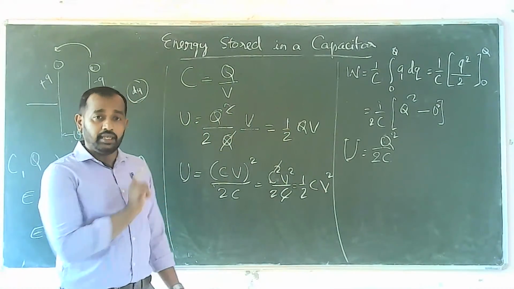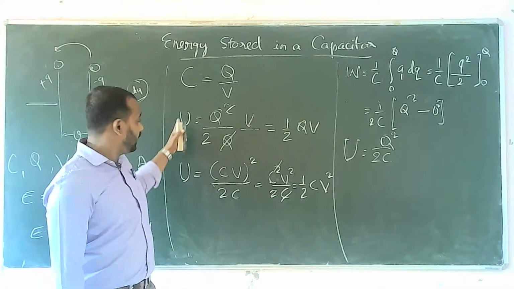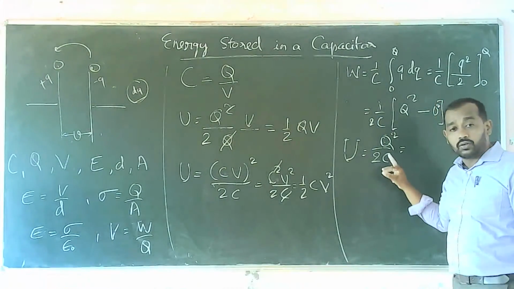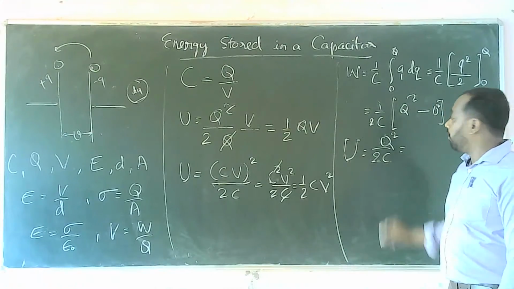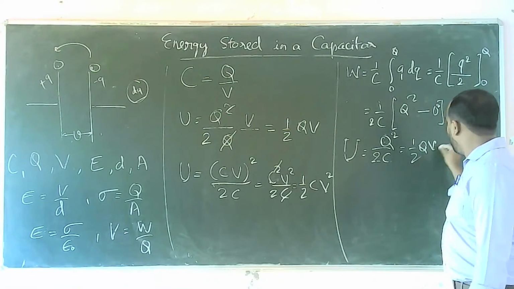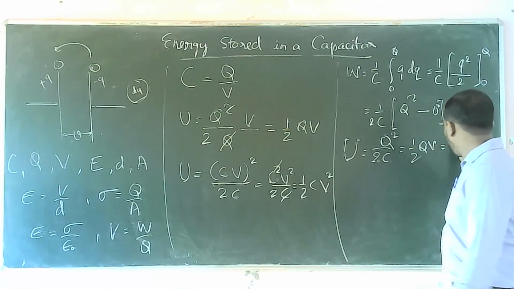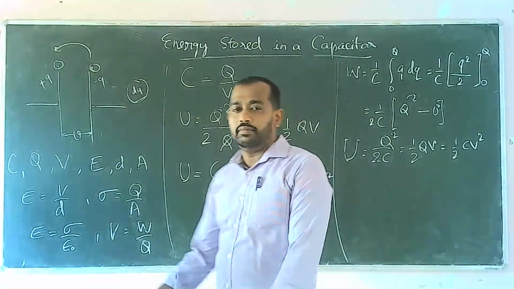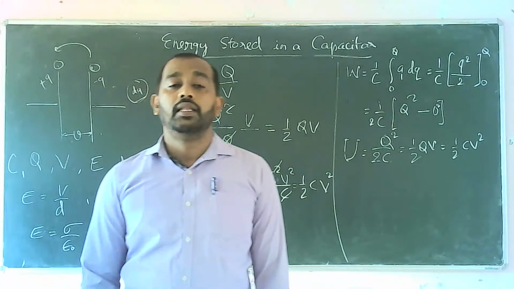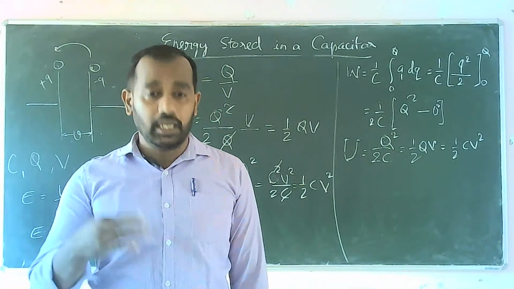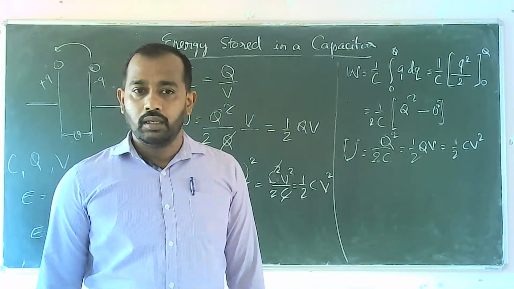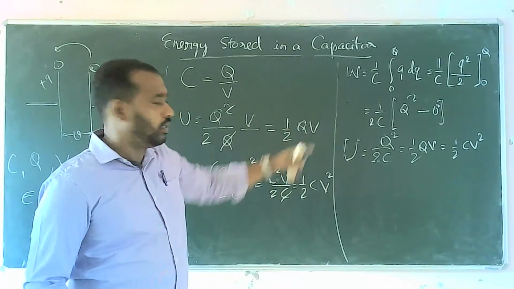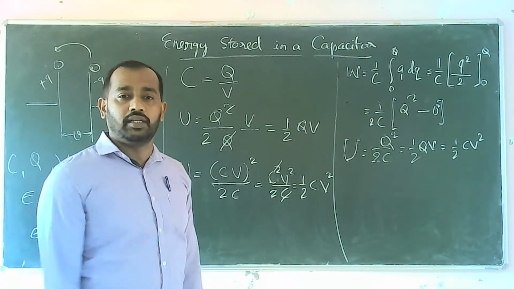All these three are the expressions representing the energy stored by the capacitor. U is equal to Q square by 2C, or it will be equal to half QV, or it is equal to half CV square. One and the same, three different forms. These equations are useful while solving numerical problems. They are representing the same thing, but in different physical quantities.